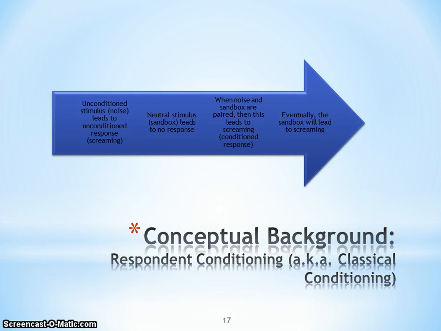First, Brims reminds us about respondent or classical conditioning. This is Pavlov and his dog. The steps are listed here, and basically learning takes place through the inadvertent or planned pairing of two events.